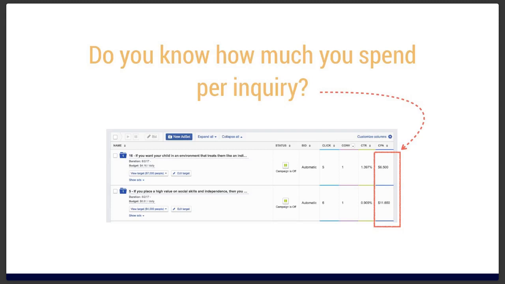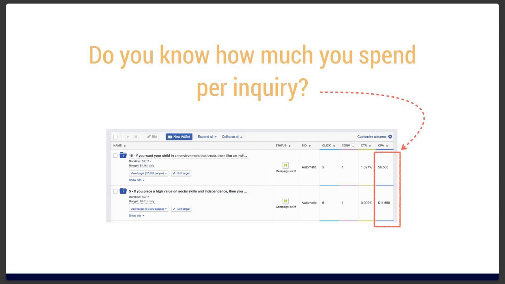So these are two different ads that we ran in a campaign, and we can see that one ad was generating inquiries for $6.50. That's pretty good. And then the other one was generating inquiries for $11.65. Both of those are really good, because if you consider an enrollment, it generally takes about 4 or 5 inquiries, as a ratio from the stage of inquiry to the stage of enrollment.